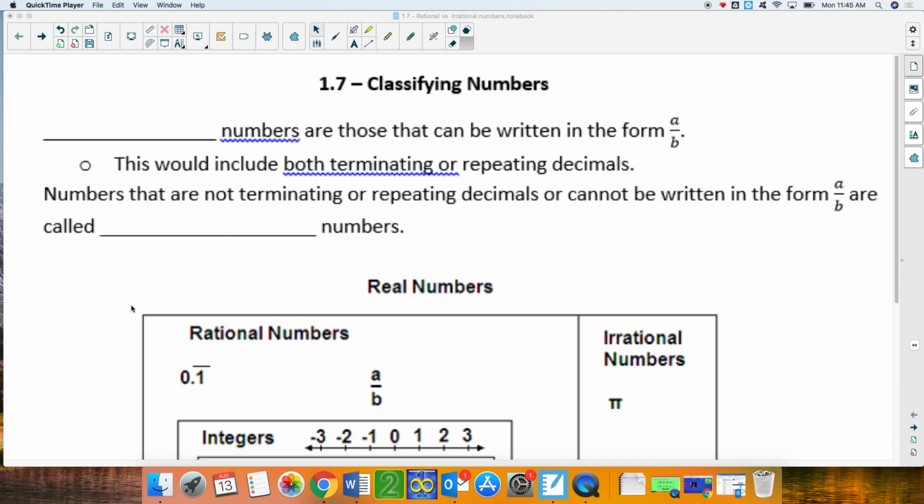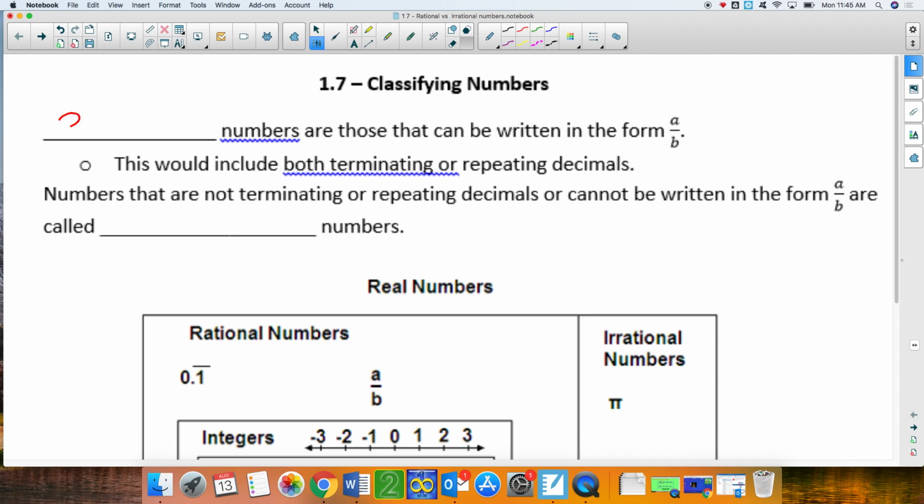1.7 is going to be about classifying numbers. So just fill in the blank here at the top. The first type of number we need to know is rational numbers. Rational numbers are those that can be written in this form here.